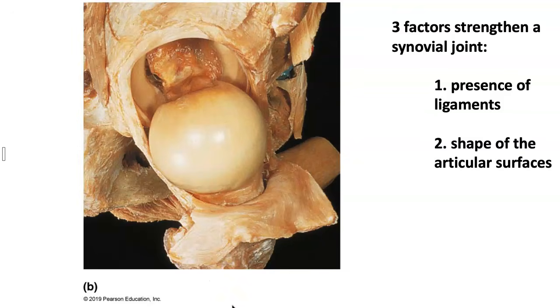A second factor that could play a role is the shape of the articular surfaces. This is a ball and socket joint. This is the hip. So we can see the deep socket, the acetabulum, and we can see the head of the femur. So just the shapes of the articular surfaces in this case stabilize the joint.